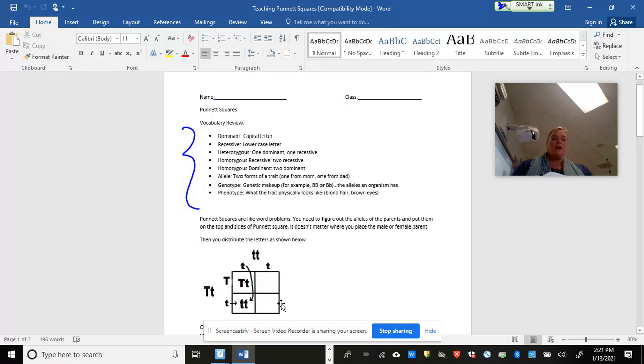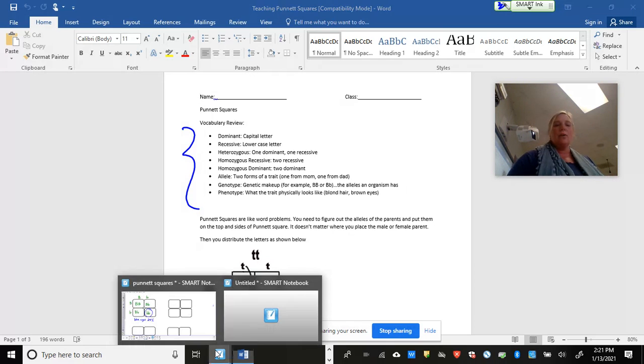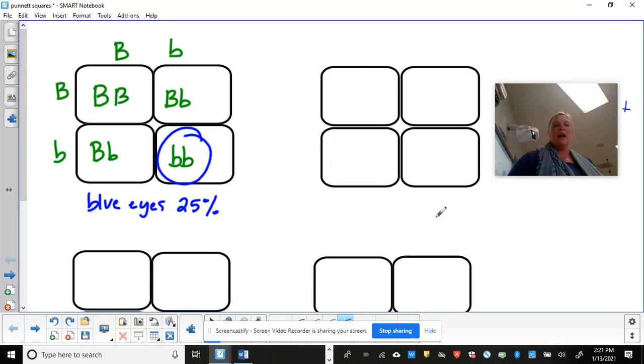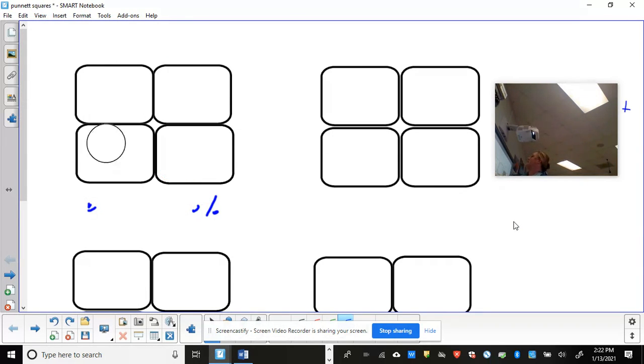Okay. So now if you go to page 8, there are some blanks there of some squares that you're going to be doing some practice Punnett squares on, along with me. So I'm going to pull up a screen here where we're going to practice some of these things. And so I want you to do exactly as I do on my screen, on your paper.